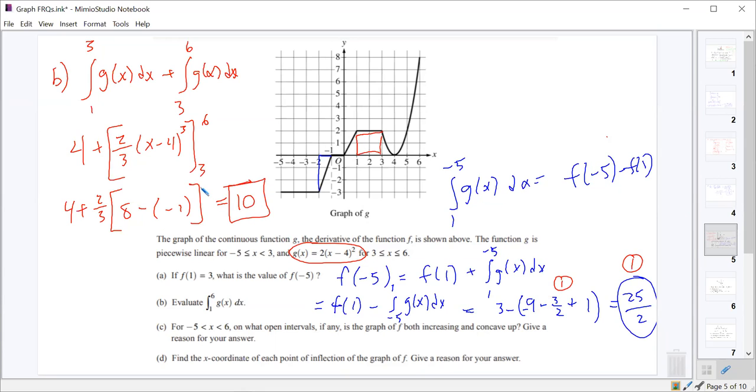Everybody good with that? 1 point for splitting it up. Whether you wrote it as 2 integrals, not a big deal. You could have just said 4 plus the integral from 3 to 6 would have worked. 1 point for the right antiderivative, 1 point for the right answer. Good or no?